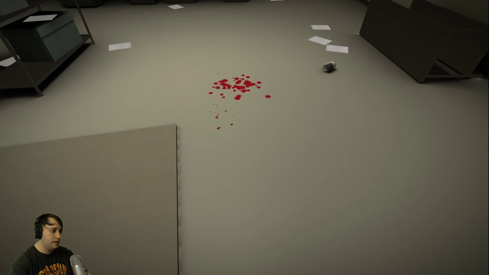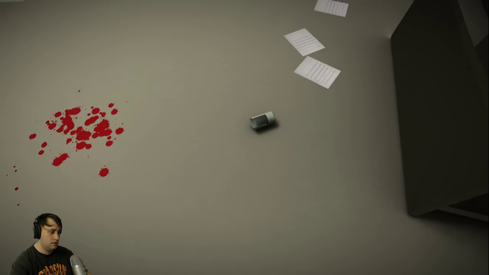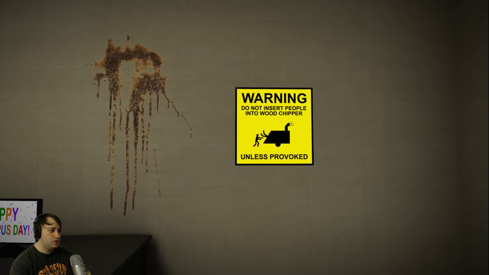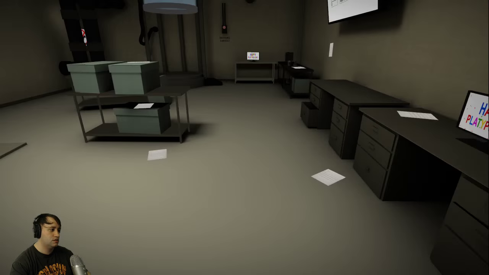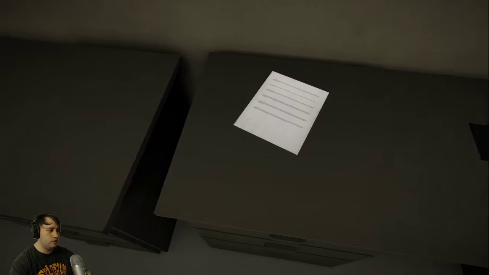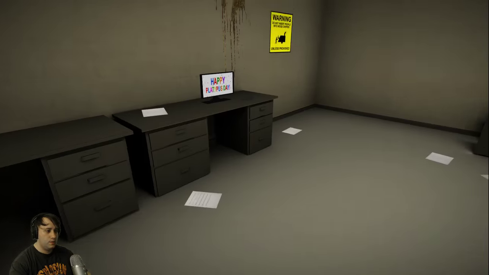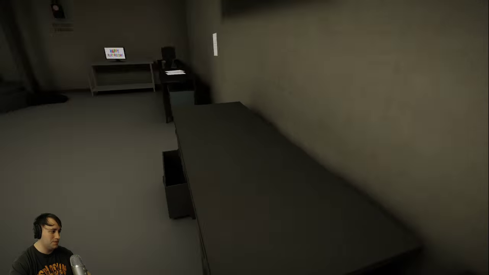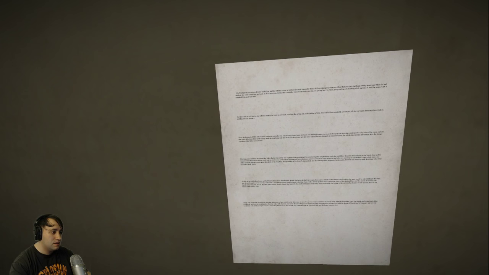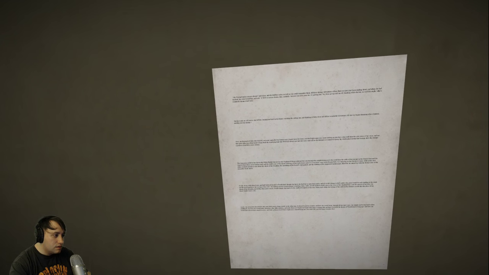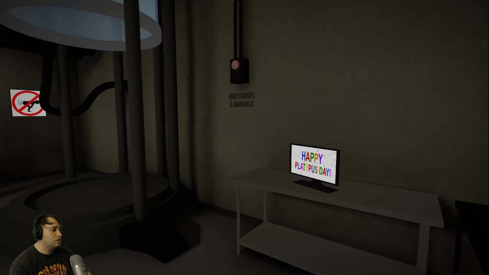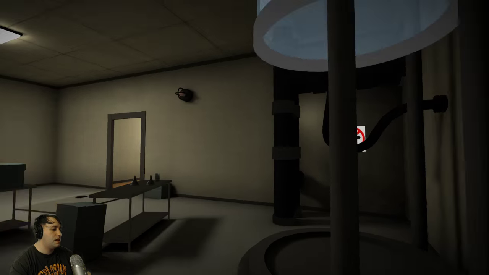Experimental sim. This is not where we started out. Is that blood? Warning, do not insert people into wood chipper unless provoked. Welcome to Fargo. Happy Platypus Day. I wish I could read these, but I don't have any way to pick them up. That bothers me. This bothers me deeply. Yeah, I can't read any of that. It's too small!